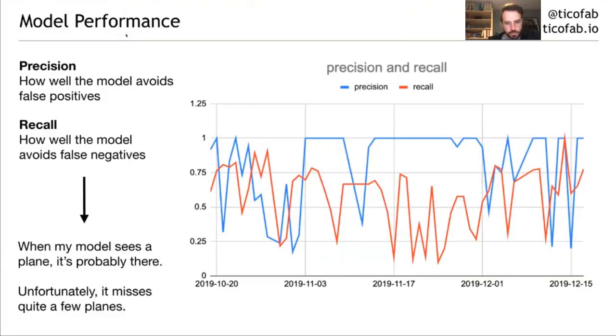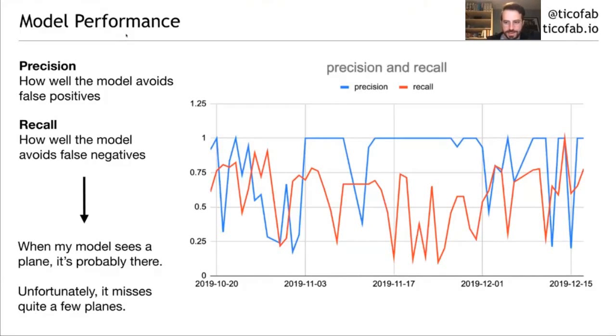The recall, though, the red line, you see it's very oscillating and it never goes very high in score. That means that the network missed quite a few planes. So when the network says, okay, there is a plane in this picture, there probably is, but there's many pictures where there is a plane and the network doesn't see it.